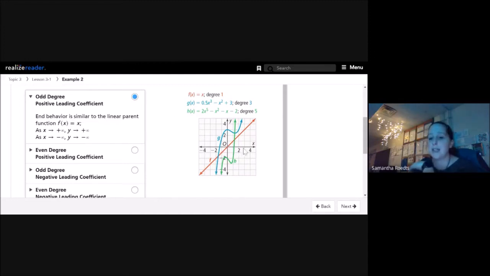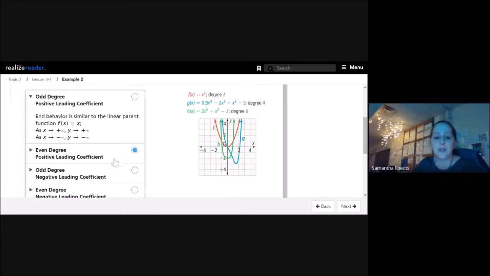So as my x is increasing, my y values are increasing. So y is going towards positive infinity. As x is decreasing, y is also decreasing or going towards negative infinity.